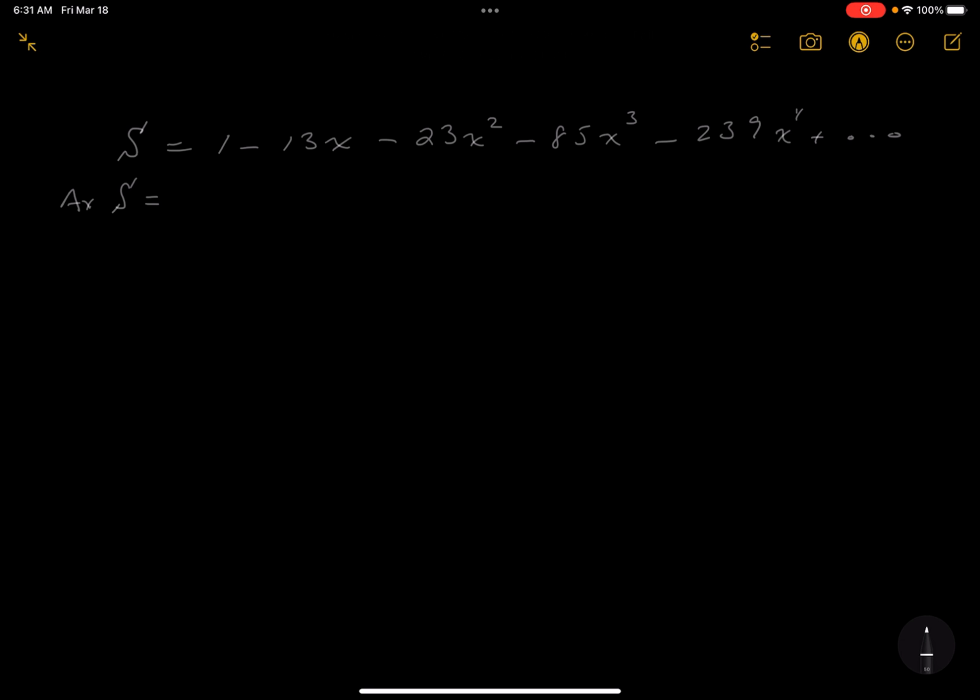And then what are you going to get? I'm going to try to line things up for you. You're going to get ax minus 13ax squared, excuse me, minus 23ax cubed minus 85ax^4, and I'm just going to say yada, yada, yada at this point. All right, let's put the next one down.